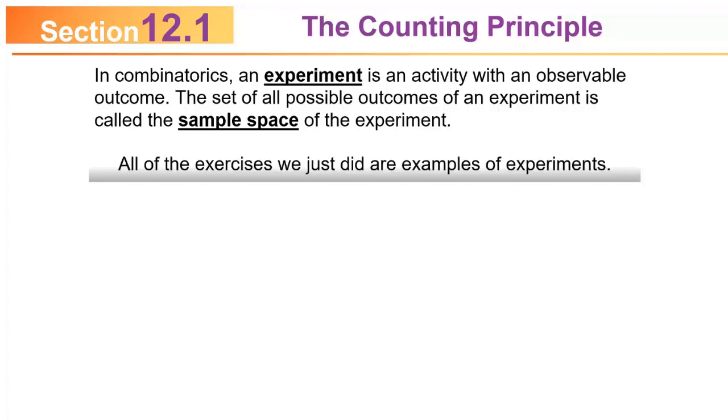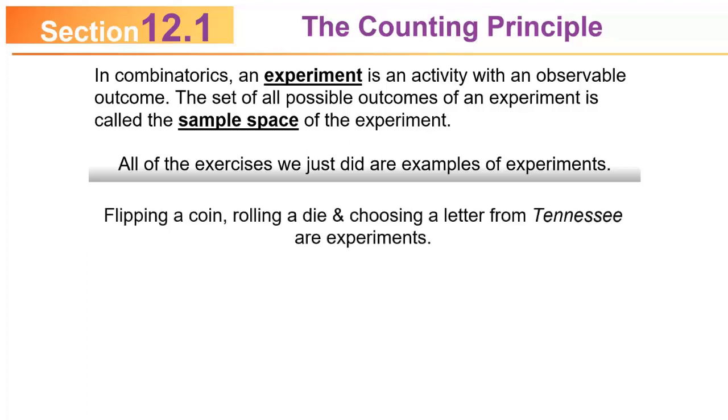Every exercise we just did is an example of an experiment. Flipping a coin, rolling a die, choosing a letter from the word Tennessee, all of those things are experiments. They're activities with an observable outcome. Don't think that an experiment has to be done in a lab. An experiment is simply an activity with an observable outcome.